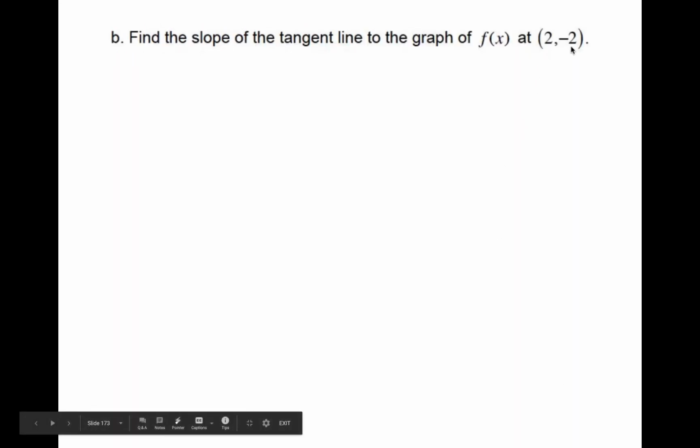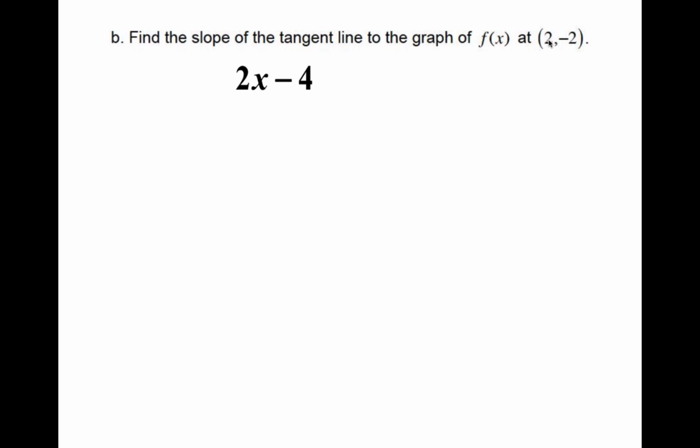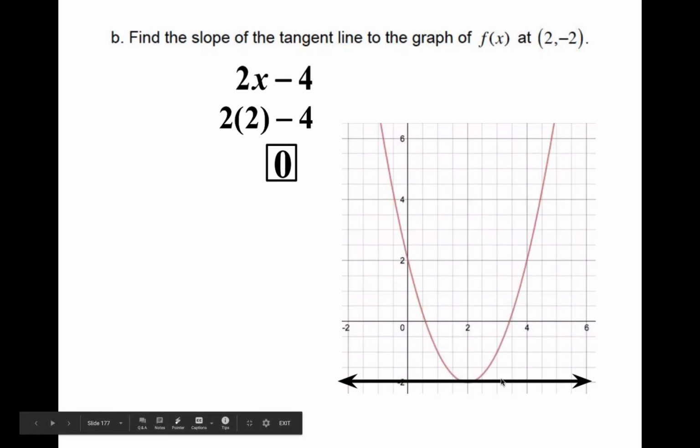So in part B, we're supposed to find the slope at this point. So that means I'm plugging in the x value on my point. So it's 2 times 2 minus 4. That'll get me 0. So the slope at this point is 0. And notice it's not telling us to find the equation of the line, it just says to find the slope. So we're done. Here's a picture just to show you this is the equation of the graph. And notice this 2, negative 2 was the vertex, which is why the slope is 0 at that point.